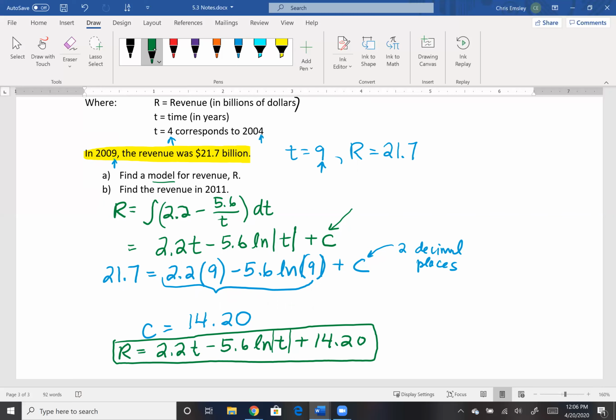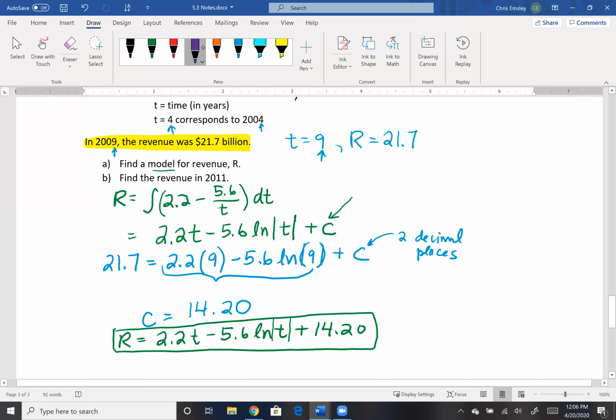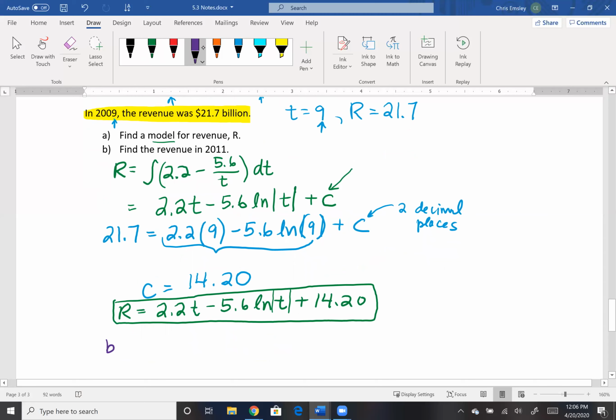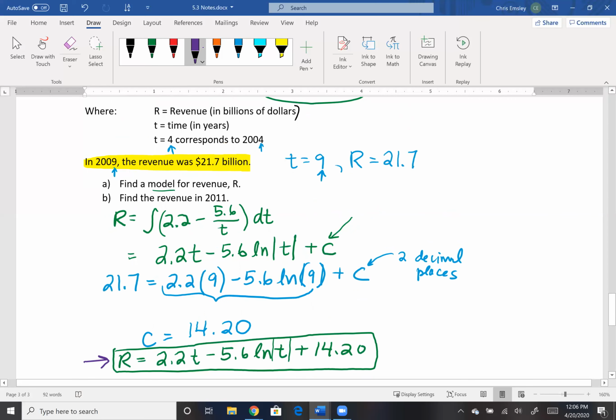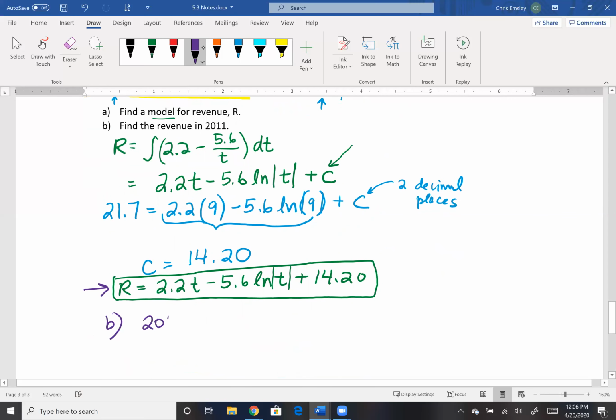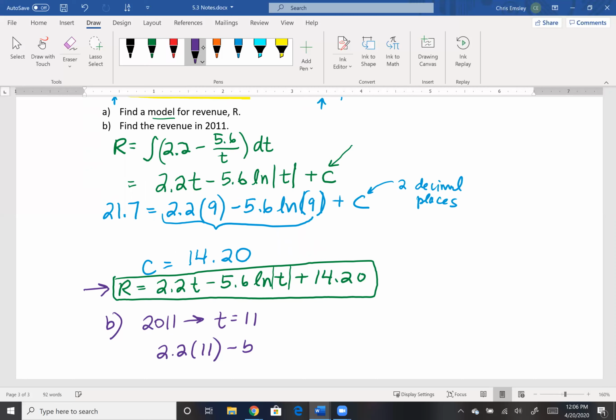Okay, then part B, find the revenue for 2011. So they are asking us to use the answer we found in part A and plug in the value we need to find the revenue for 2011. So for the year 2011, that would mean T equals 11. So this just becomes a calculator problem. 2.2 times 11 minus 5.6 natural log of 11 plus 14.20. I would again go ahead and do 2 decimal places for this one and then think about what the label would be. Give that one a try.